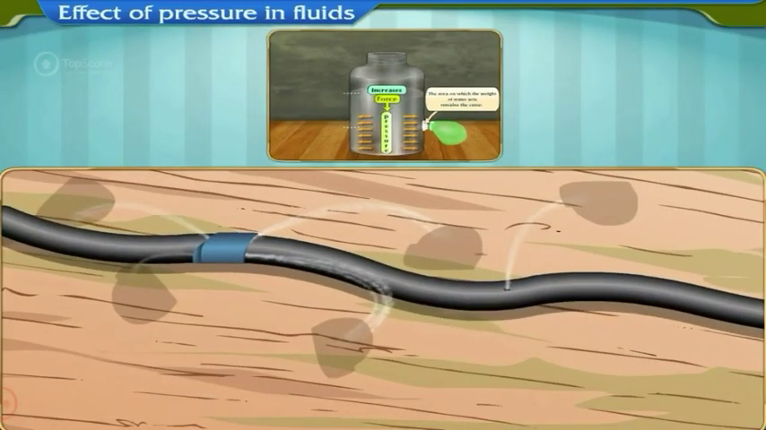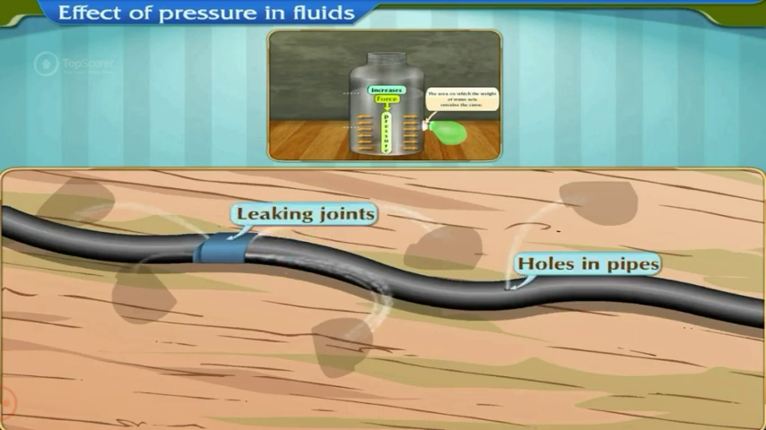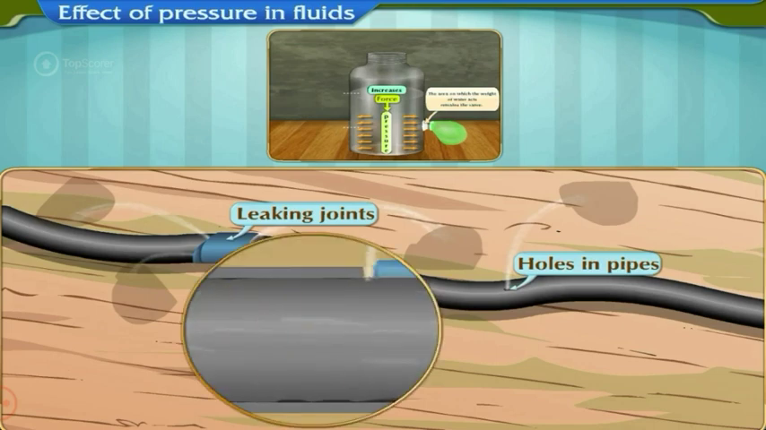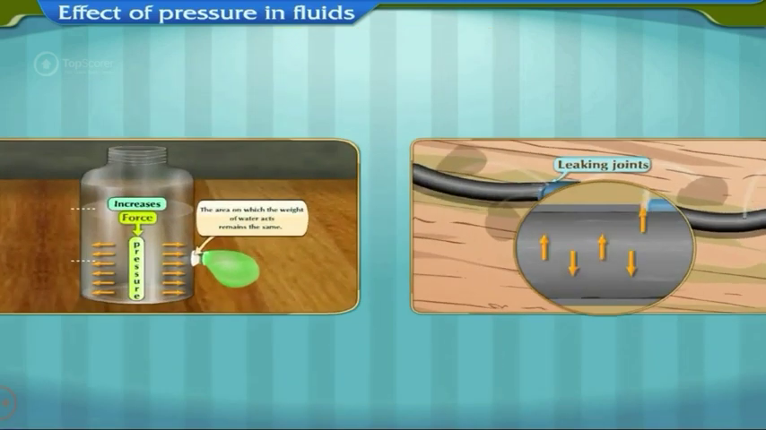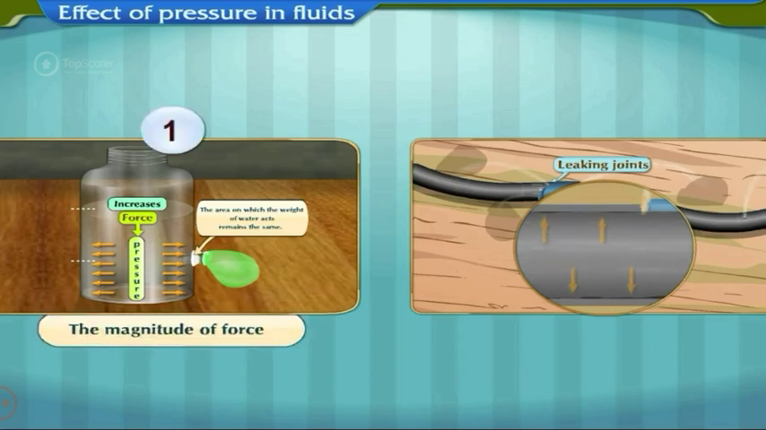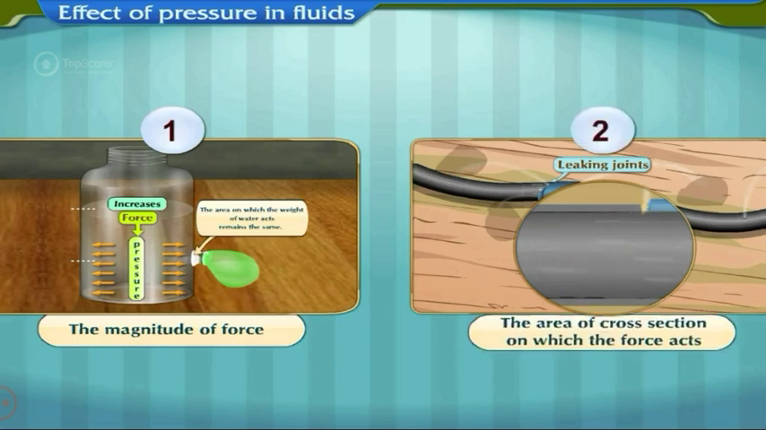We often see fountains of water coming out of the leaking joints or holes in pipes supplying water. It is due to the pressure exerted by water on the walls of the pipes. We can, therefore, conclude that fluids exert pressure which depends on the magnitude of force and the area of cross-section on which the force acts.